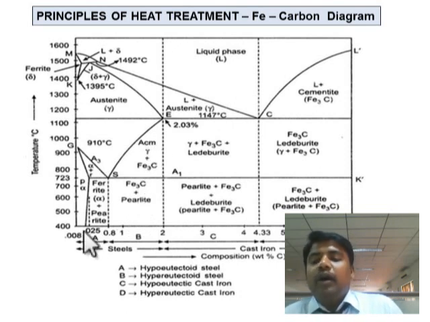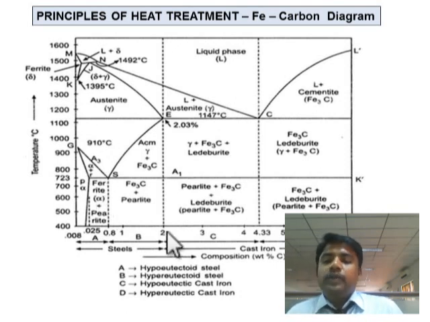Here at section A, that is hypoeutectoid steel, that is 0.08 to 0.83. Here initially it seems to be pearlite, converted into ferrite, again they convert to austenite.